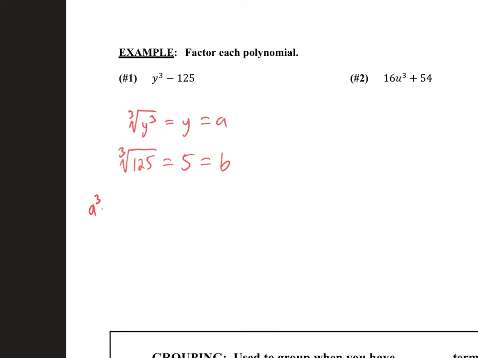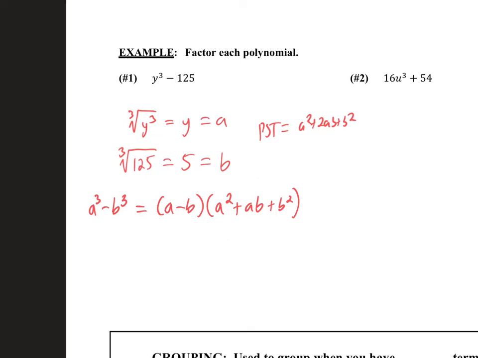A cubed minus b cubed equals a minus b, and then a squared plus ab plus b squared. It's basically the second half here. The a squared plus ab plus b squared is almost like a perfect square trinomial. The perfect square trinomial is a squared plus 2ab plus b squared, so it's very similar. It's just going to be 1ab for this one, okay?